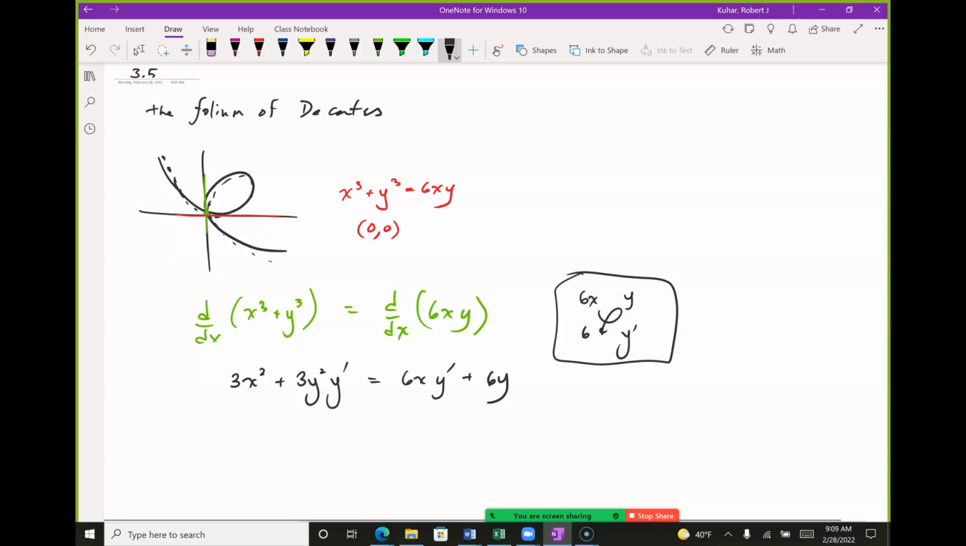First function is 6x, right? Derivative is 6. Second function is y. Derivative is y prime.